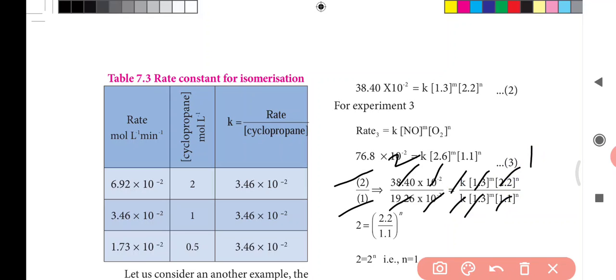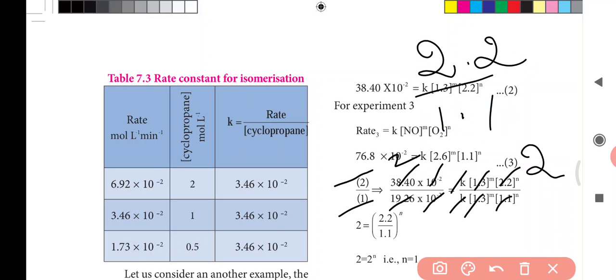Okay, you will get the answer of 2, that is nothing but 2.2 divided by 1.1, which is 2. Here, if you divide this 2 by 1, you will get 2 equal to 2.2 divided by 1.1, the whole power n, because we have the same power, the same order of reaction n. If you divide 2.2 by 1.1 you will get 2. Okay, 2 to the power n.